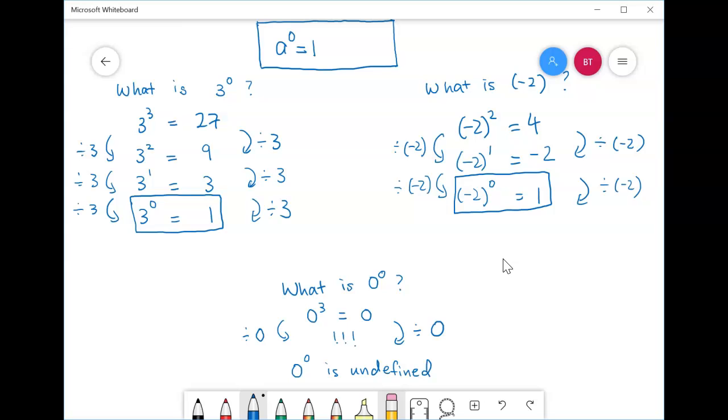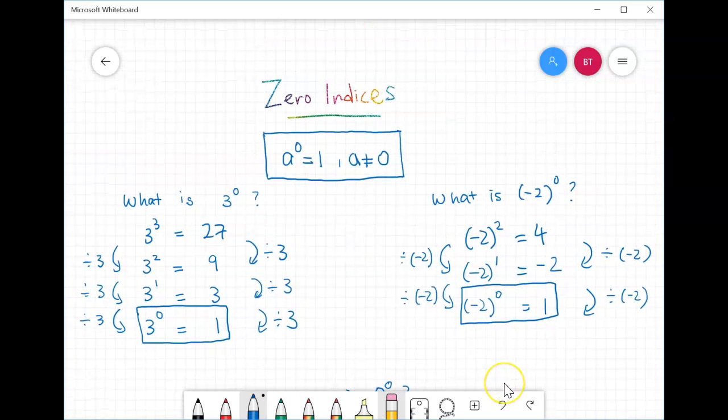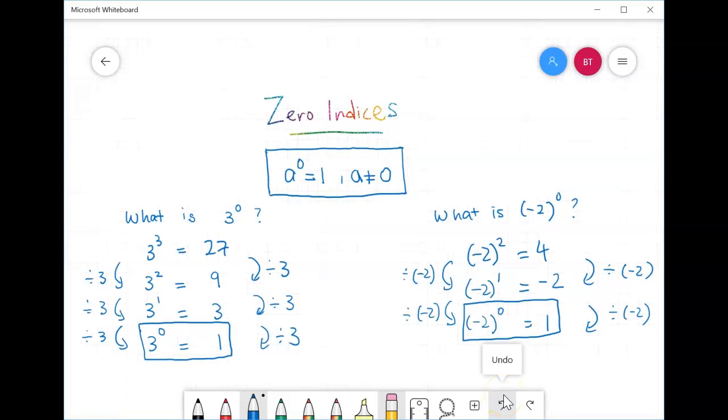And therefore, we need to have a special condition here to say that a cannot be 0. So this concludes our discussion on what is 0 indices, and so to conclude, a to the power 0 is 1 for situations where a is not 0.